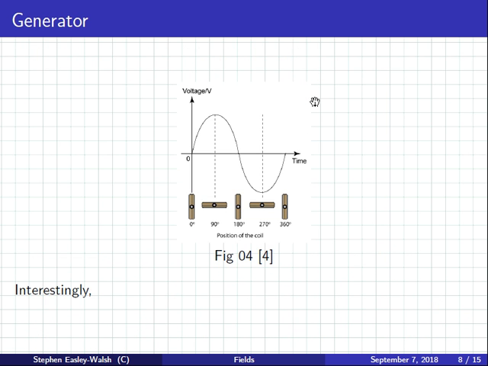So in other words, this is what the graph of the voltage looks like. As you turn the wheel, the voltage increases and then decreases. But the shape it makes is exactly a sine graph. Have you seen your sine graph?